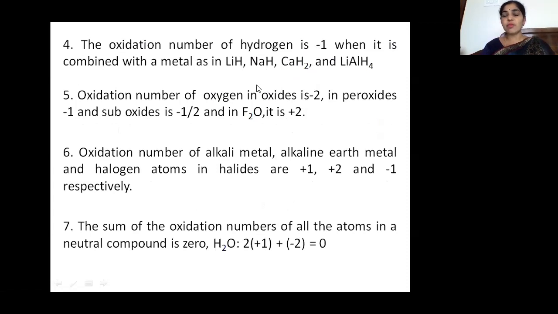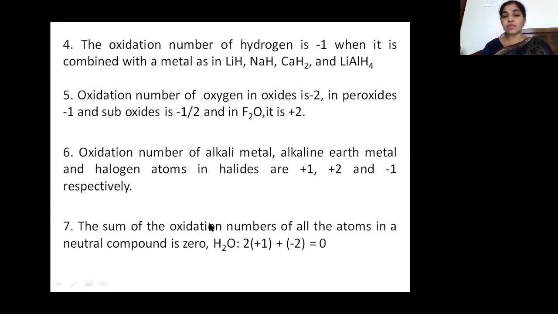The oxidation number of oxygen in oxides is -2. In peroxides, it is -1. In superoxides, if you take, it is -1/2. It is a fraction, and in F2O it is +2. The oxidation number of alkali metal, that is sodium, alkaline earth metal, that is calcium, and halogen atoms in halides, they are +1, +2 and -1 respectively.